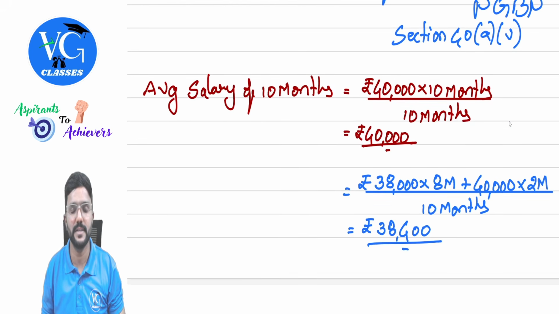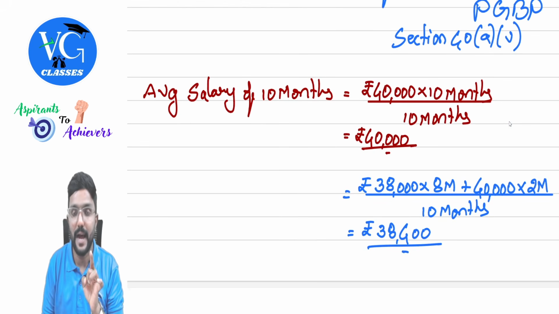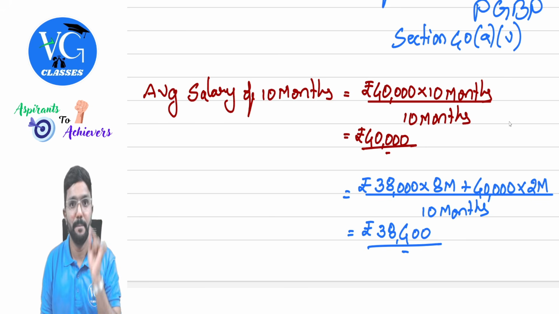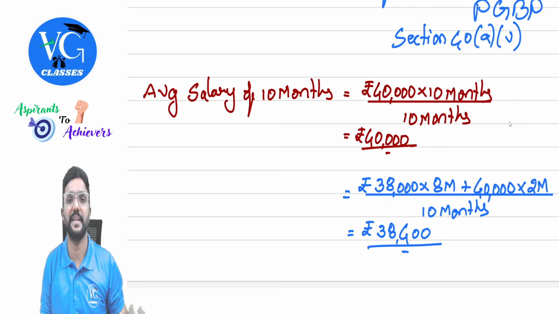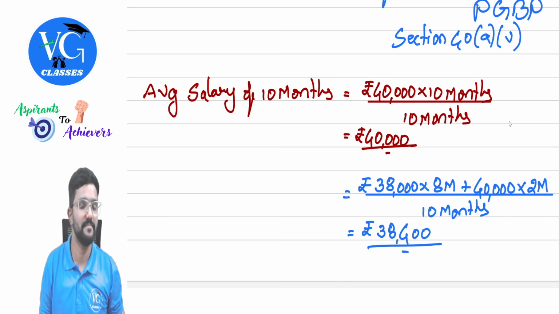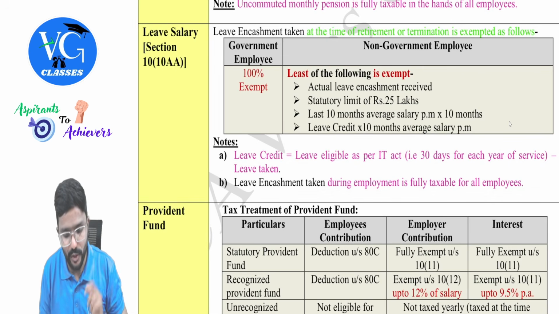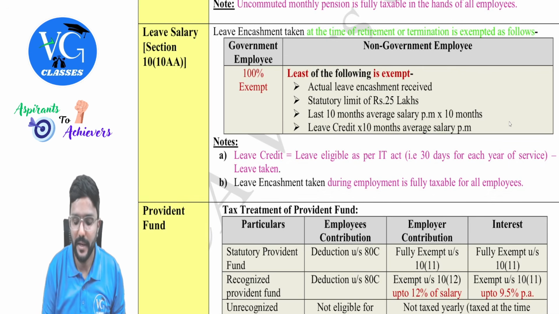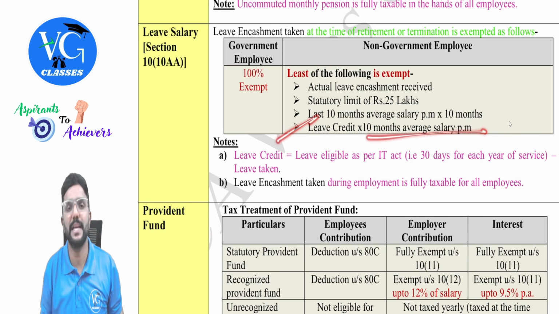But the only difference is you need to take the average salary of last 10 months preceding the date of retirement, preceding the date of retirement for leave encashment. Whereas for gratuity, it is last 10 months average salary preceding the month of retirement. Preceding the month of retirement. Okay, sir. Sure. Then leave credit into 10 months average salary per month.